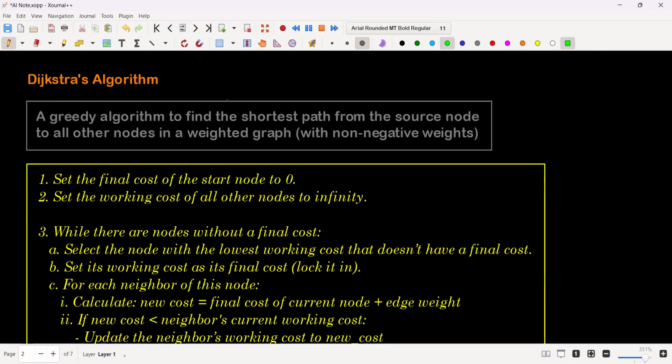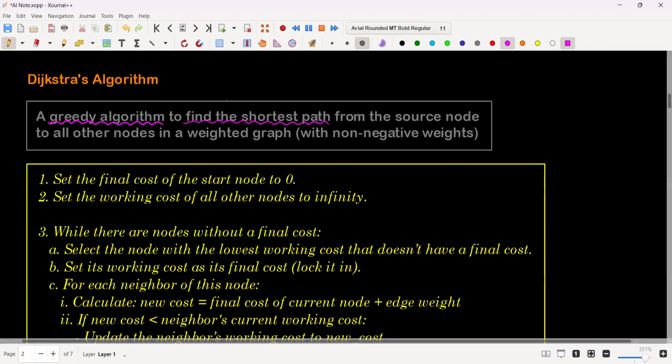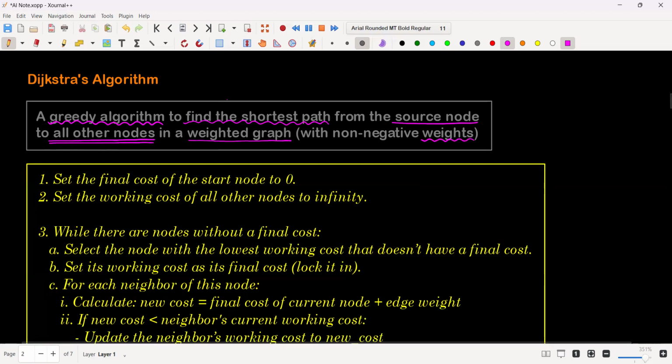Right. Dijkstra is the name of the person that created this algorithm, and I encourage you to search him up. But Dijkstra's algorithm is what we refer to as a greedy algorithm to find the shortest path from a source node in the graph, that means a starting node in the graph, to all other nodes in the graph. Keep in mind, Dijkstra has no destination. Dijkstra finds the shortest path from any starting node to every other node. And this is in a weighted graph, where the graph must have on its edges a number, and each of these weights must be non-negative.